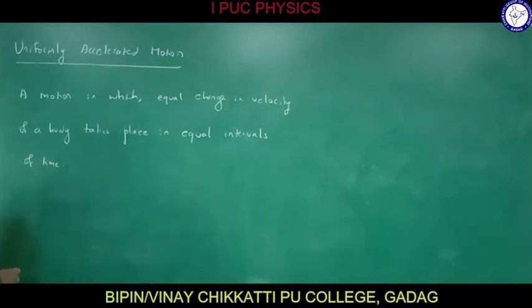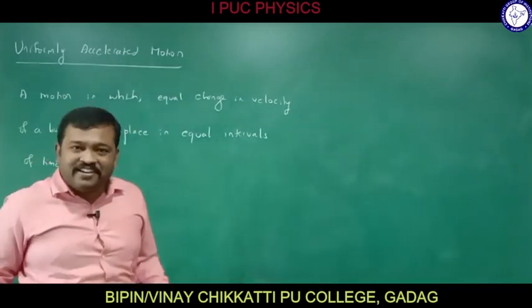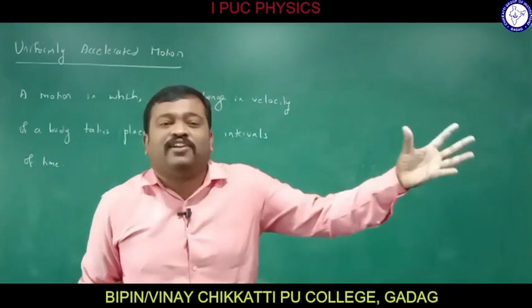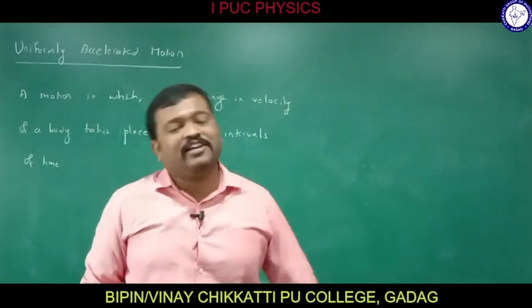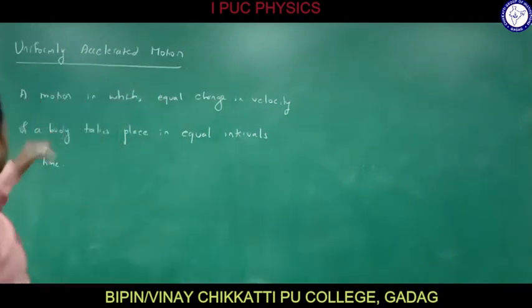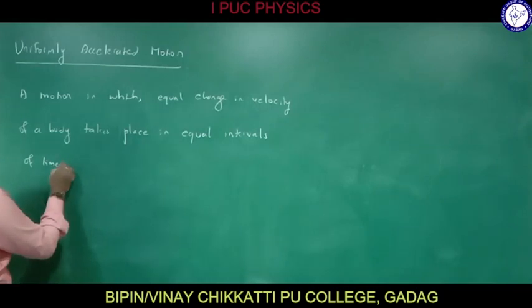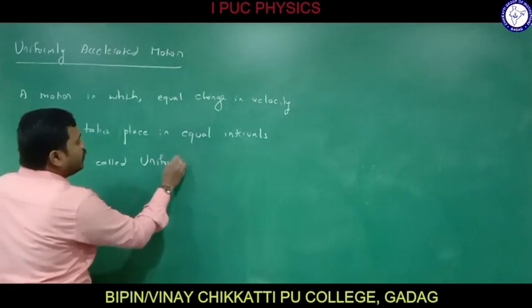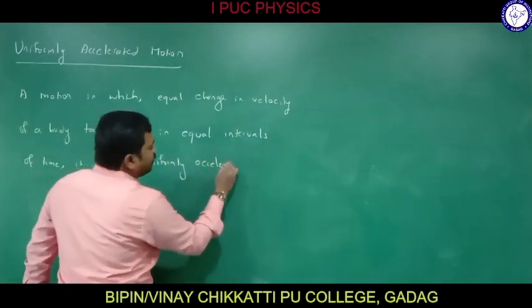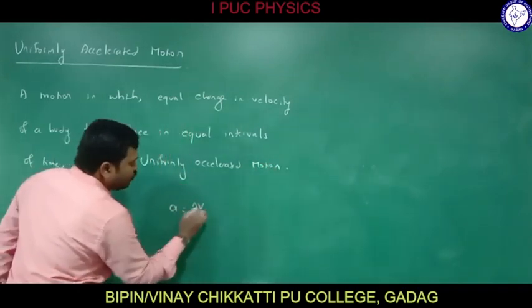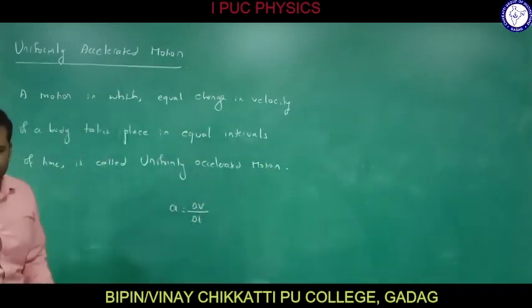Simple, right? We already discussed uniform motion. In a similar manner, we are discussing uniformly accelerated motion. If uniform change in velocity takes place in uniform time, means equal change in velocity takes place in equal intervals of time, right? So a motion in which equal change in velocity of a body takes place in equal intervals of time is called uniformly accelerated motion, right? So a is equal to delta V divided by delta T average.